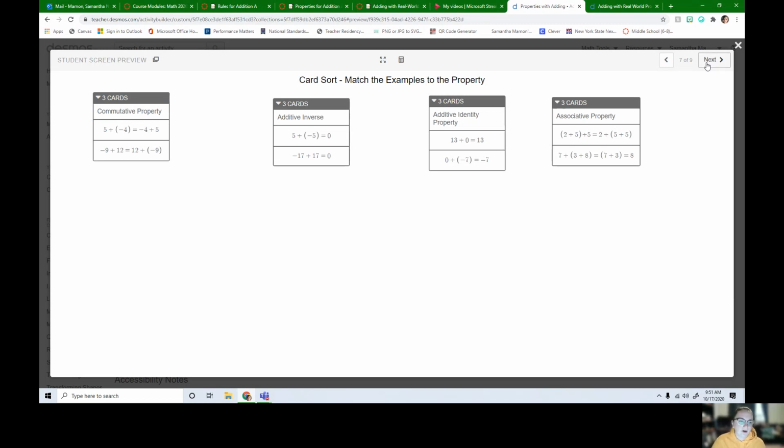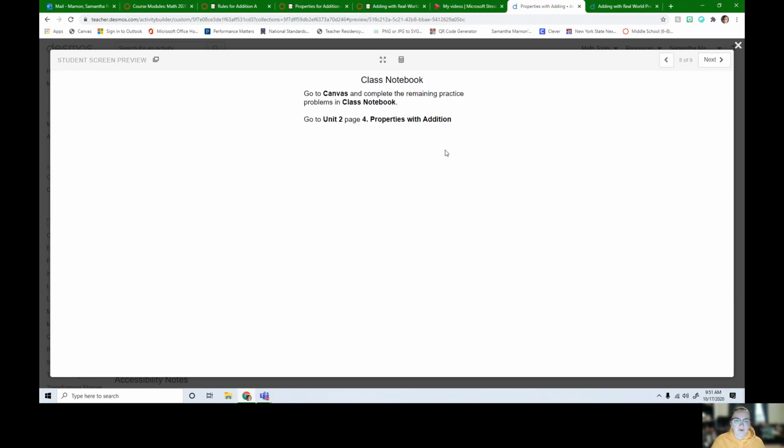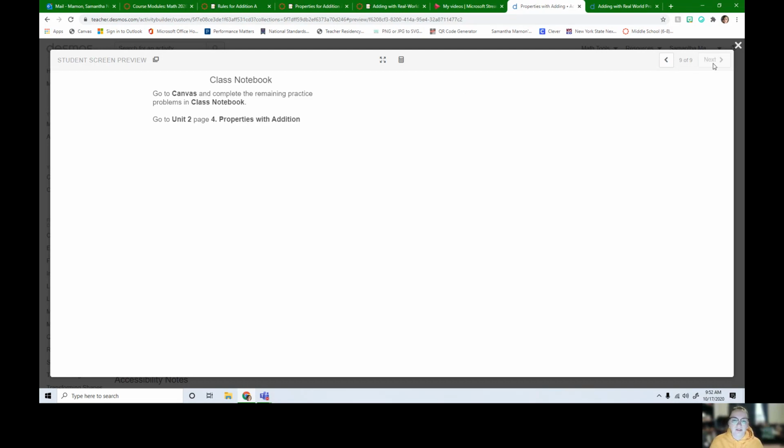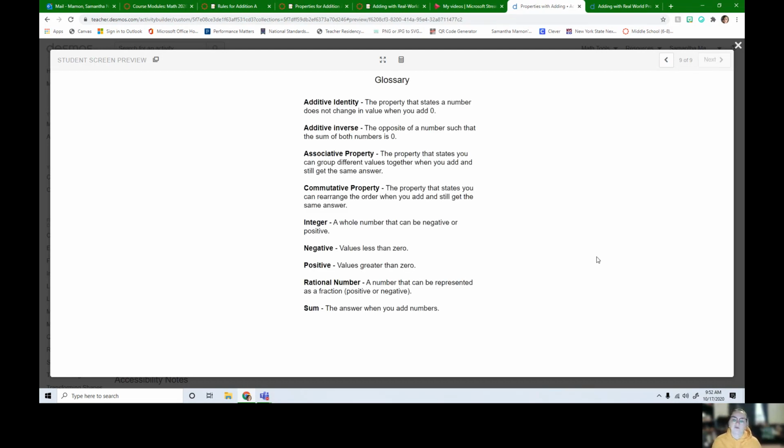Now that we're done with the card sort, you have work to do in your class notebook. So it's Unit 2, page 4 to complete the remaining activities. And if you want to look, page 9 just has our glossary, so it has some more vocabulary work.